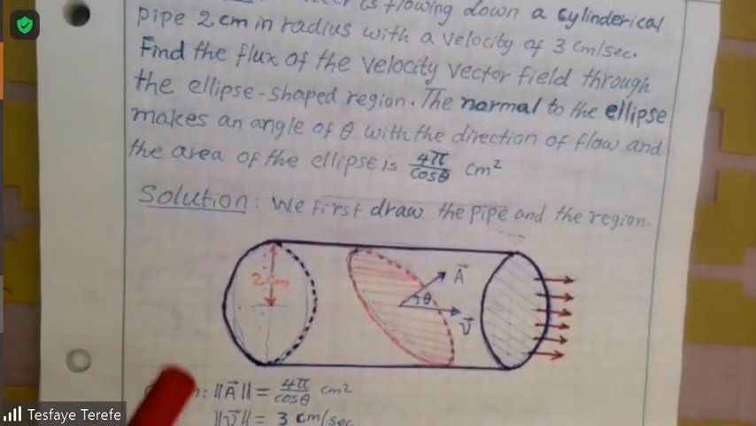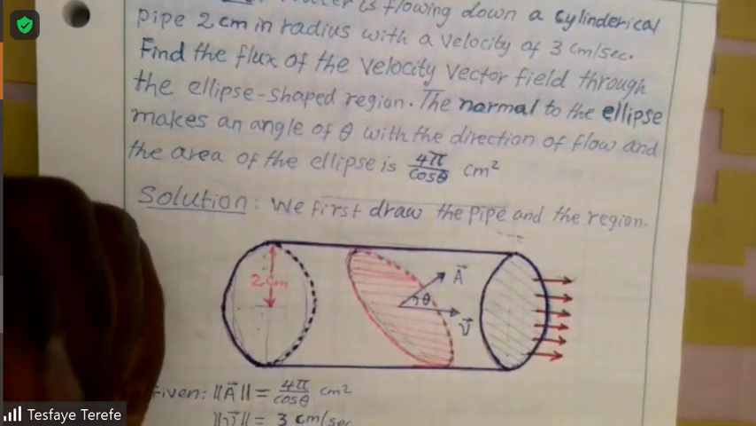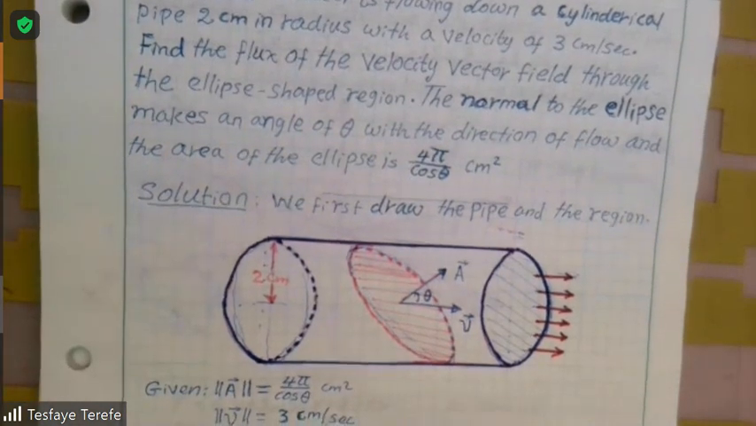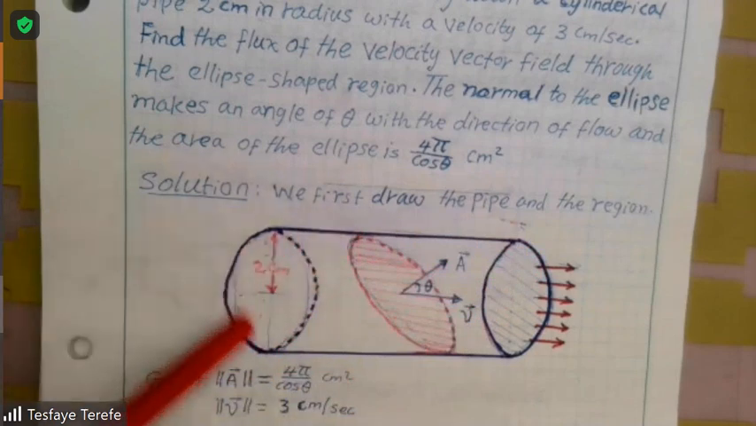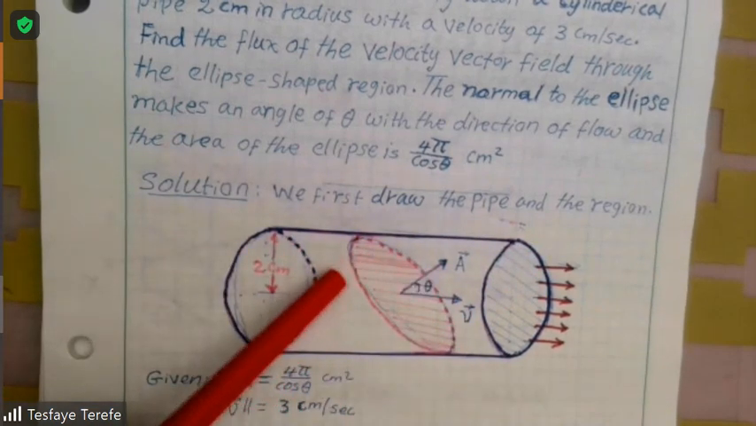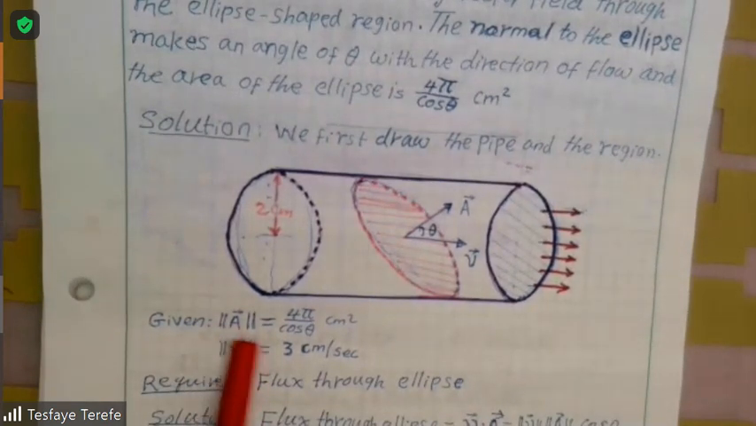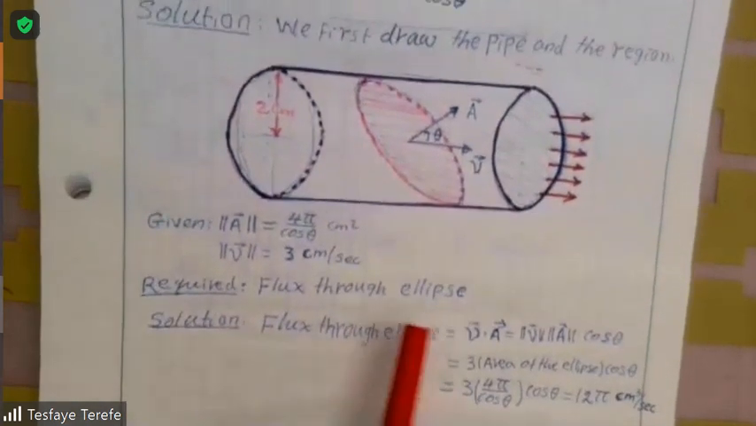So what did they give us? The area, which is 4 pi divided by cosine of theta, and the speed is 3 centimeters per second. And it is making an angle theta, it is tilted, and it is creating an ellipse. All right, so what will be the amount of flux? Here is the pipe, and the membrane is this ellipse, as you see it, forming angle theta. So, as I said, the magnitude of A is 4 pi over cosine theta centimeter square, and the magnitude of the velocity vector is 3 centimeters per second. What is required is the flux through the ellipse.